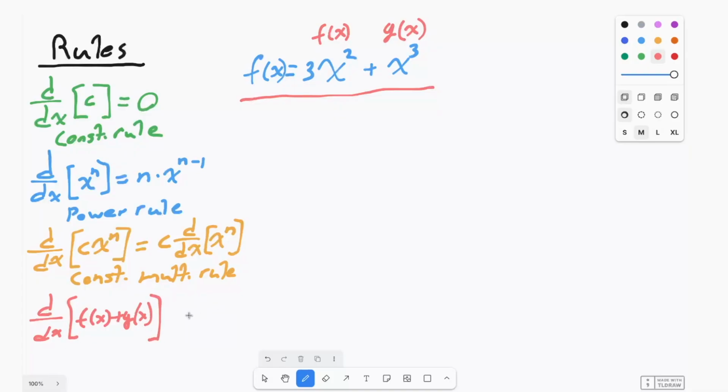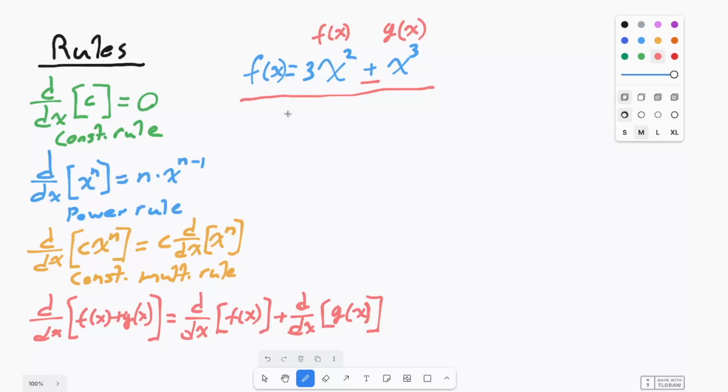the derivative of that is equal to the derivative of f of x plus the derivative of g of x. All we're doing is taking each term by itself, taking a derivative of it, and adding them together. This also works with subtraction. We would just replace the addition with subtraction.